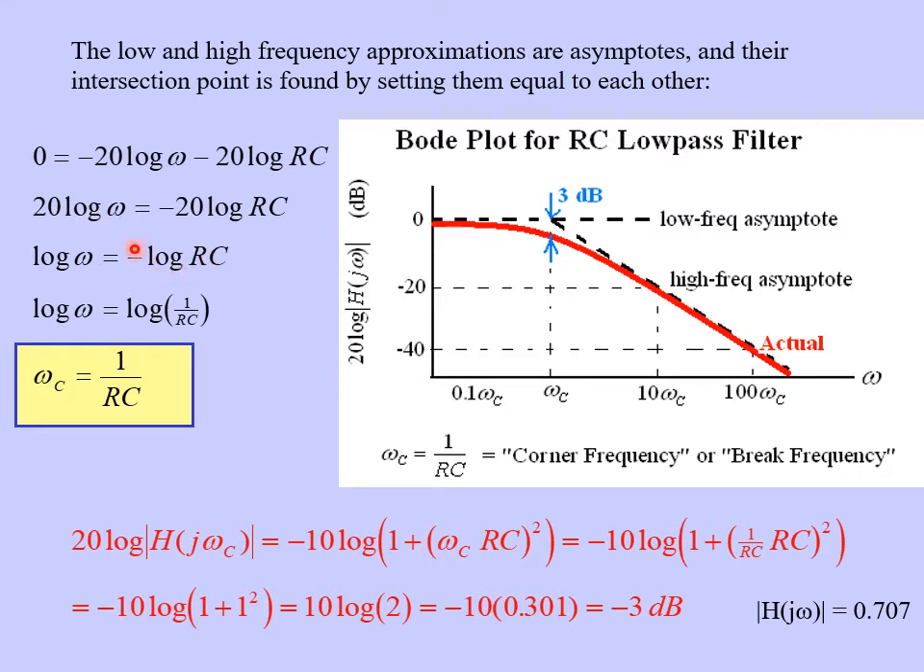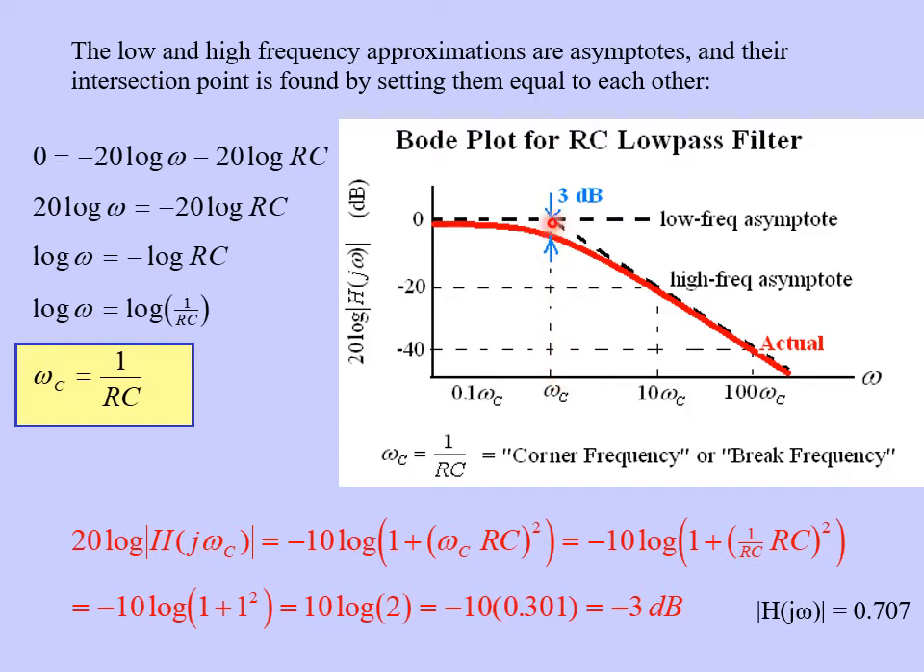Let's get rid of this minus sign again, just like we did on the last slide. This minus sign can go up here as an exponent. In other words, RC to the negative 1 power, and that's just 1 over RC. So now I've got log of omega equals log of 1 over RC, so I know that the arguments of the log function must be equal to each other. Therefore, omega is equal to 1 over RC, and remember, 1 over RC is the corner frequency of the filter. So these two asymptotes intersect at the corner frequency.